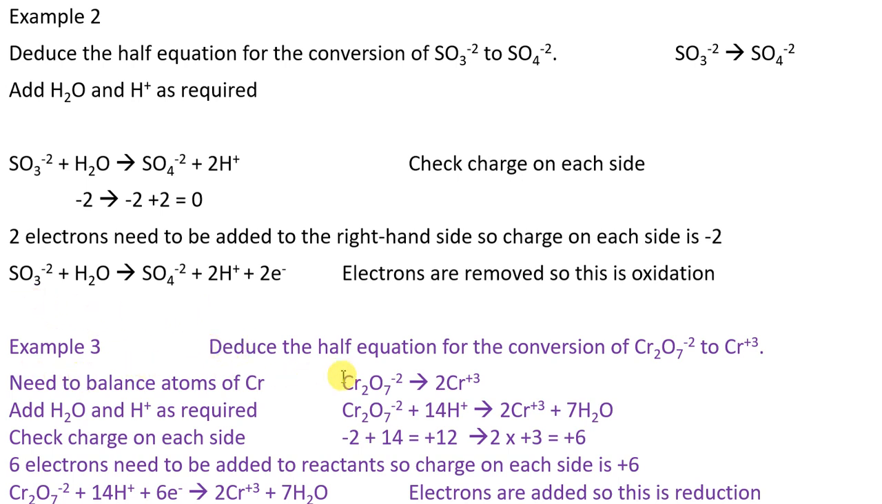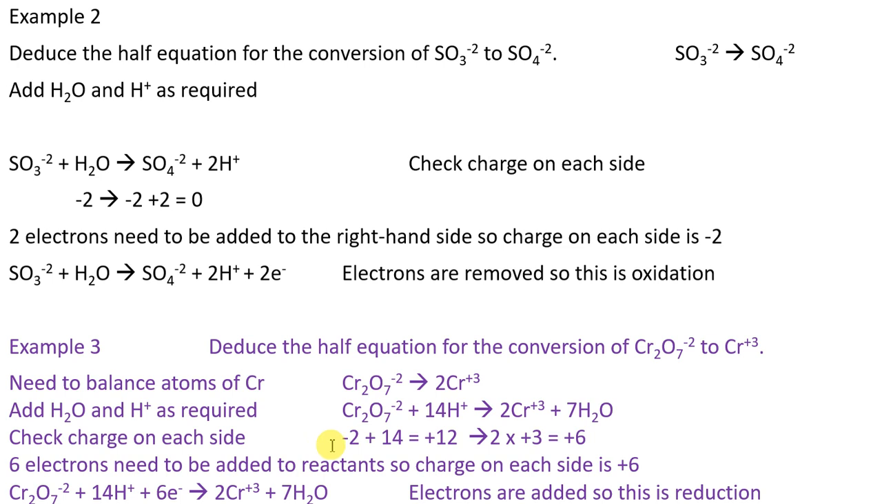Last example. The half equation for the conversion of Cr2O7-2 to Cr plus 3. Firstly, balance my atoms of Cr. I must have 2 Cr plus 3 on the right. Now, adding my water and H plus as required. First off, Cr2O7-2, I need to add 7 H2O to the right. From there, that's 14 hydrogens, I need to add 14 H plus to the left.